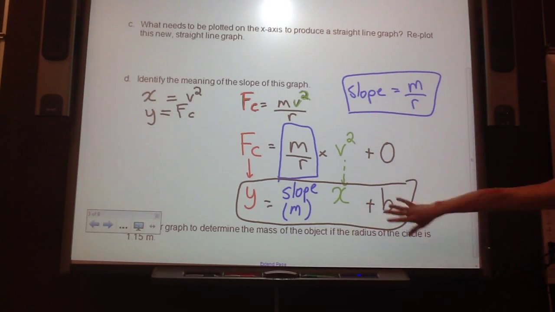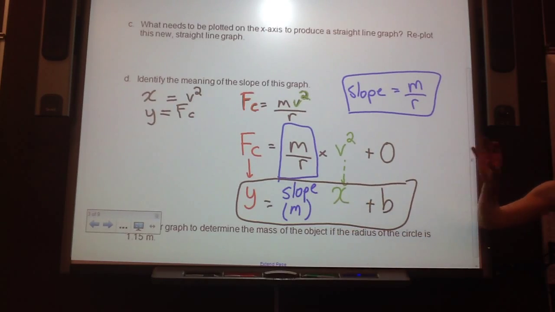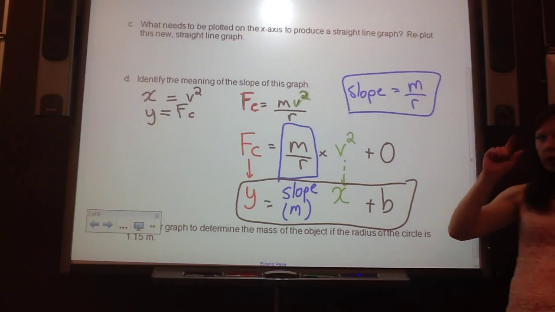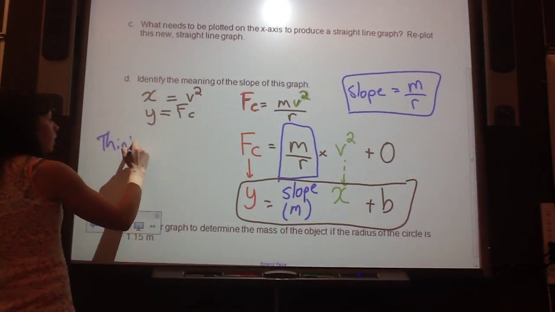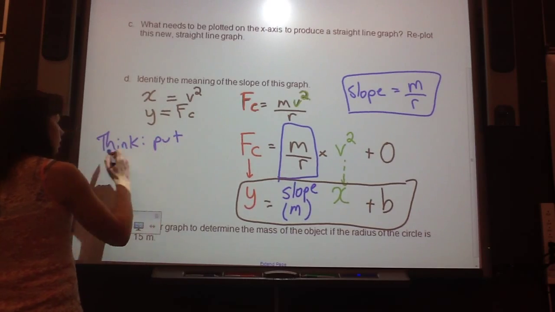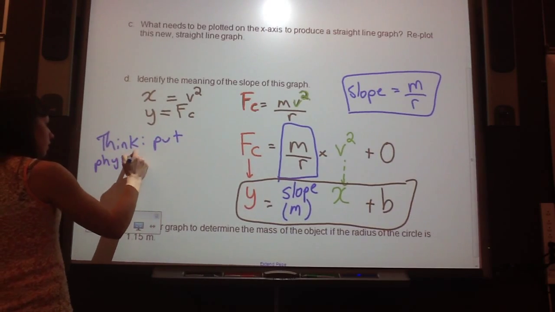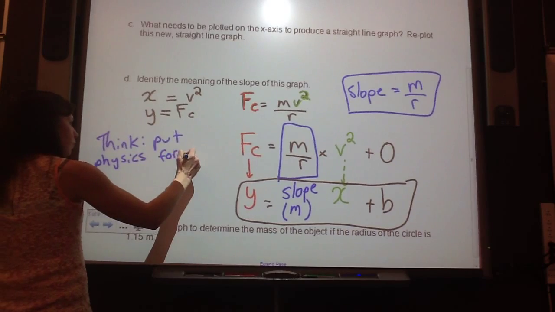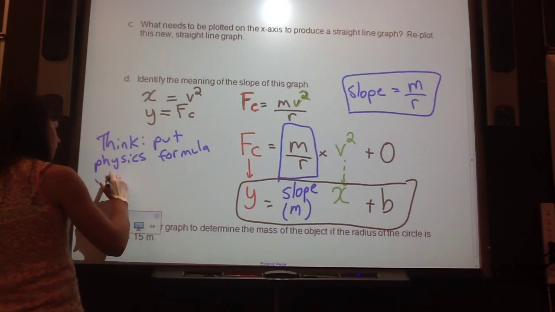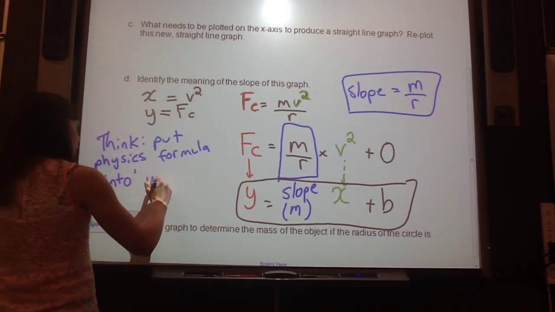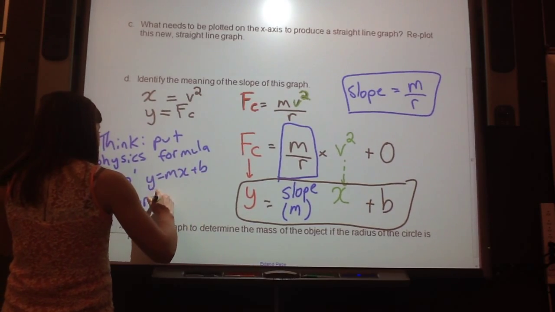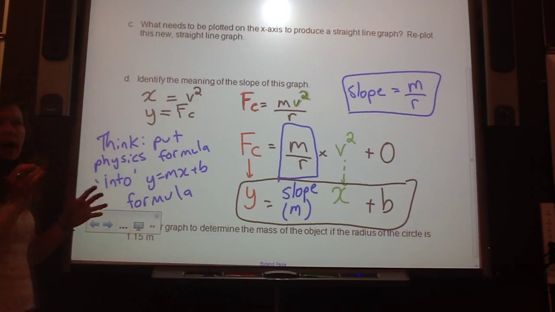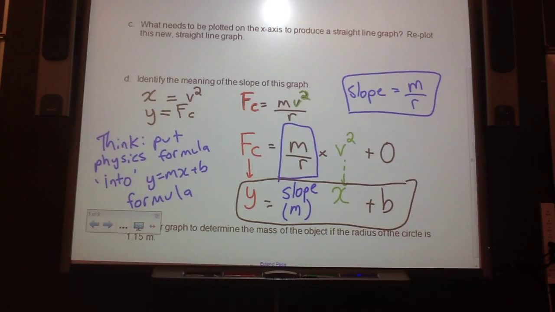Okay? But we needed to put our physics formula into y equals mx plus b. So that's kind of what you want to think to yourself. You want to think, put physics formula into your y equals mx plus b formula, because you have to do that in order to identify slope.